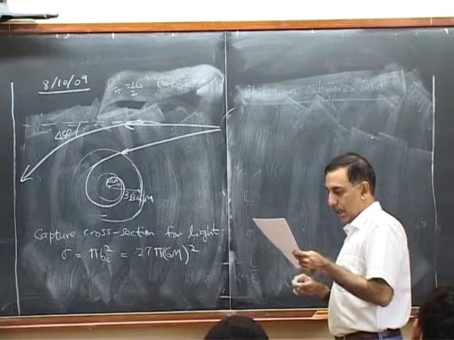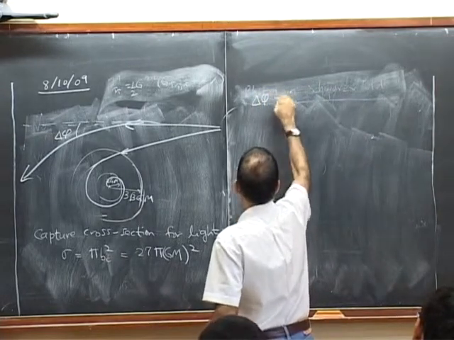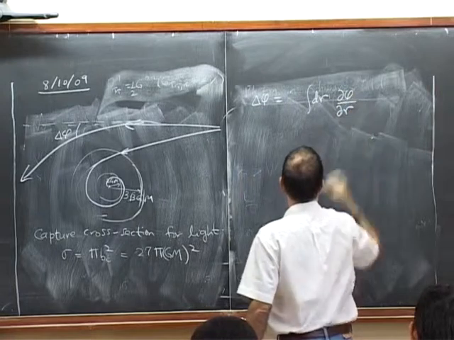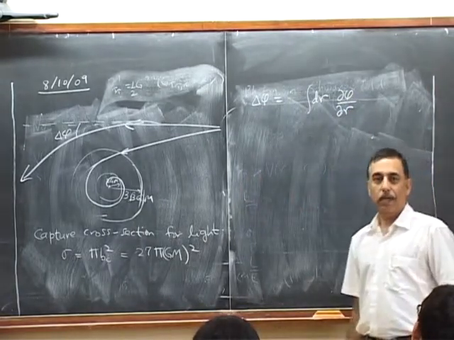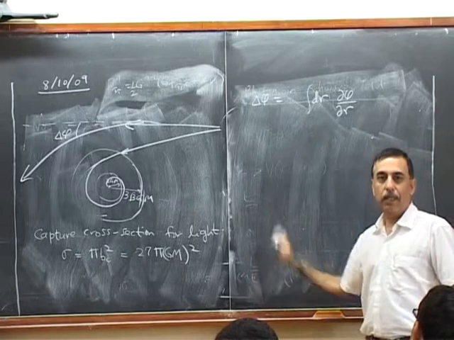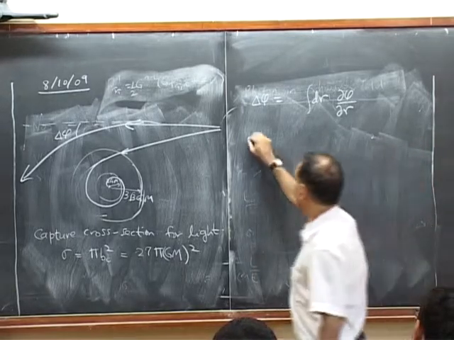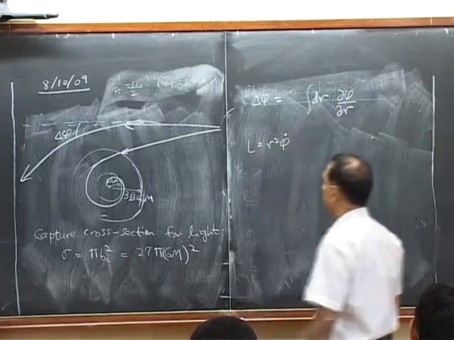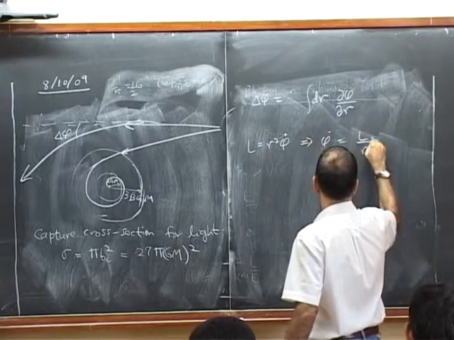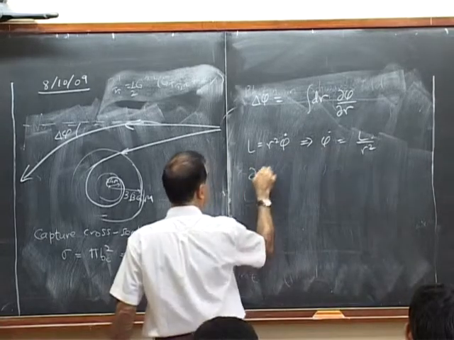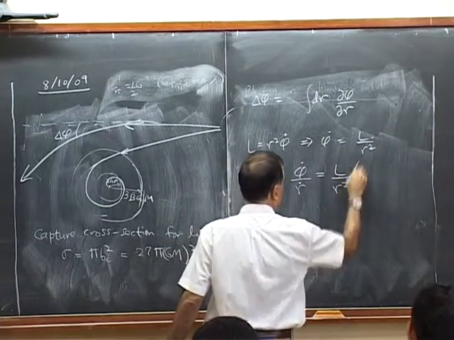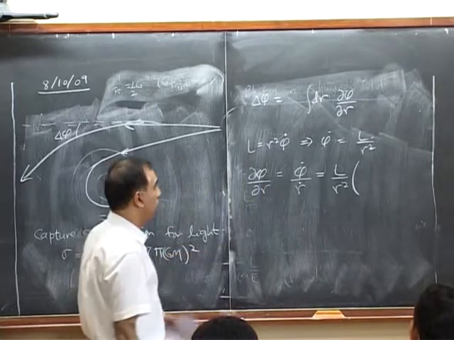Good. Now, how do we calculate delta phi? Well, delta phi will be the integral in the radial variable of d phi dr. So it's good if we can express phi in terms of r. What we do know already is r of t, because we've got the equation which determines it. And phi of t we know because of angular momentum, because L is r squared phi dot. Okay. So we combine L equals r squared phi dot. This implies that phi dot is L by r squared, and therefore d phi by dr is just phi dot upon r dot. So that's L upon r squared.